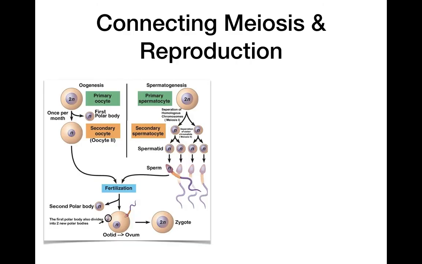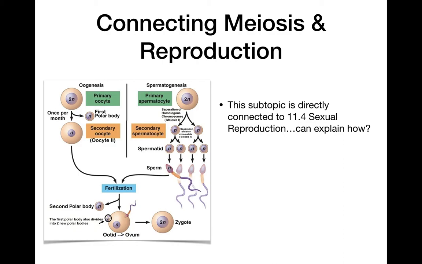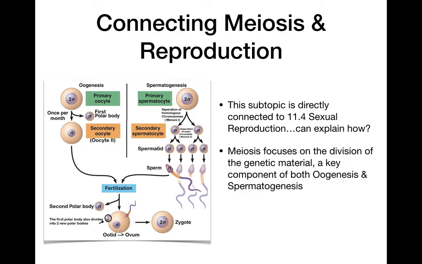Okay, so let's connect meiosis to reproduction. Thinking about 11.4, way back when, can you explain how this topic, 10.1, is connected to 11.4? Well, meiosis is how we do the genetic material part of both oogenesis and spermatogenesis. We were focusing on the other parts in 11.4: adding the acrosome and the tail to a sperm, getting rid of polar bodies to get a very large ovum. Meiosis is what's happening in the nucleus, in the DNA part, which is equally, if not more, important.